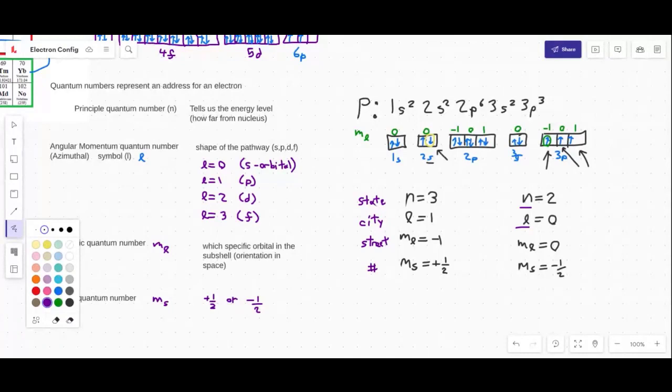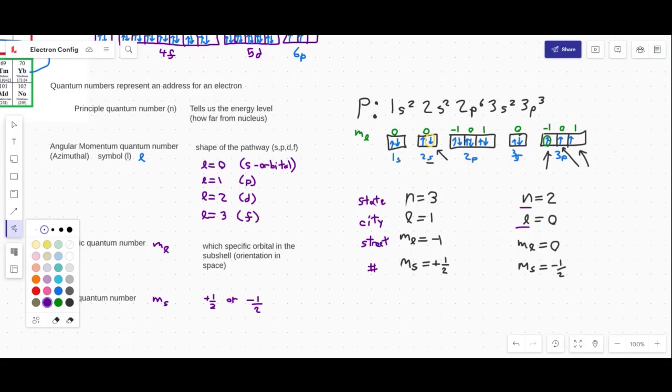and it's completely random which spin state they're going to have, whether it's positive 1/2 or negative 1/2, because those are equal energy. So if you just know the n value and the L value, then you can figure out what the other values are. Now you should of course be aware of limitations.